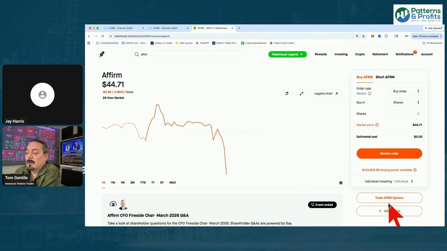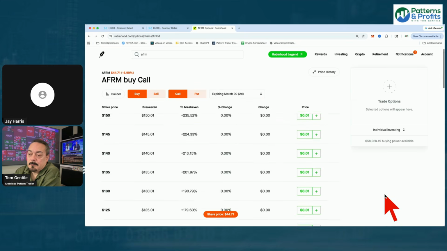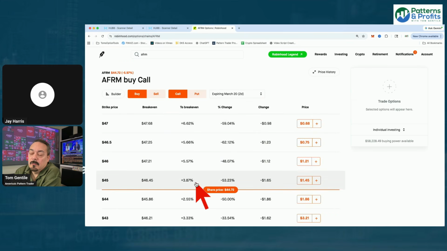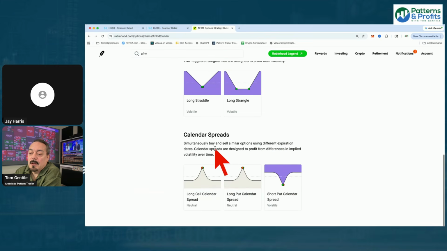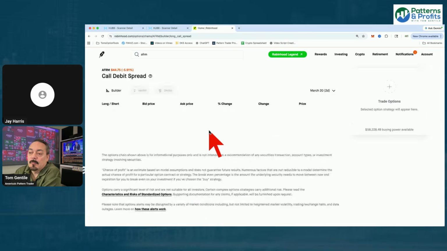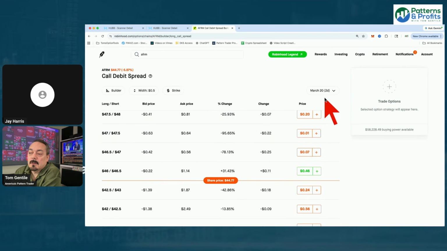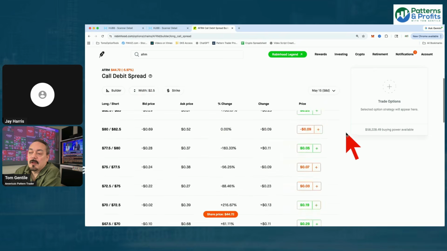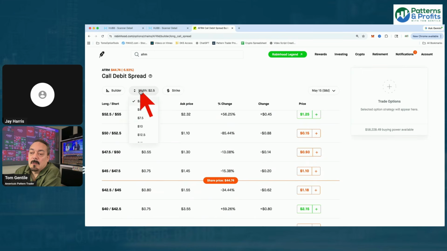All right, so if I trade the Affirm options, I'm going to look at the builder once again. So I want to build this time the call debit spread. Okay, the call debit spread. We'll go out and look at May once again, that same expiration date. And maybe I'm going to look at a 5-point difference between the bid and the offer.